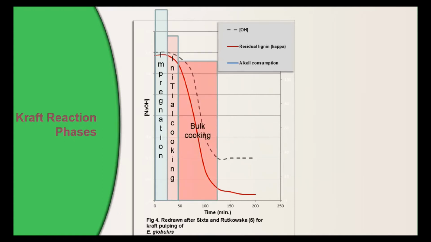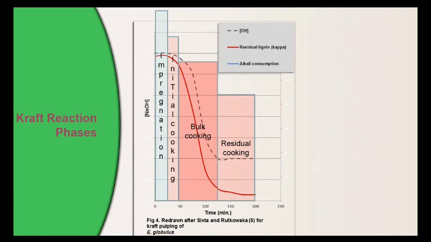And then the bulk cooking phase, that is when the main reaction is happening, the rate of reaction is high, the temperature is high, and we can see the decrease in the alkali concentration and the amount of lignin that is still on the fiber. And then finally we have a so-called residual cooking phase, and in this phase there's a little bit of lignin being dissolved, but not much reaction, and we will see later if any reactions with our carbohydrates will happen at this stage.